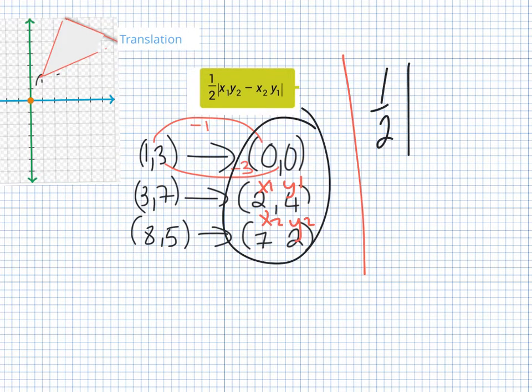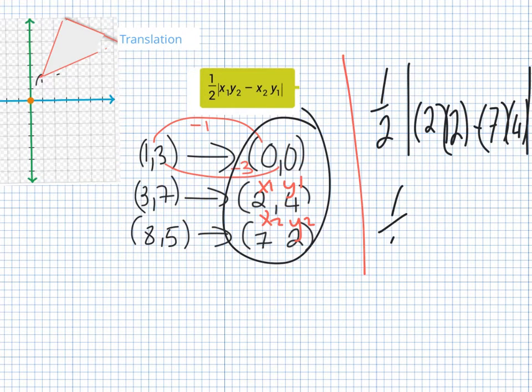So it is 1/2 times |2 times 2 minus 7 times 4|. Remember what this stands for. It stands for the modulus, which means whatever answer I get, it can never be negative, because obviously area and distance and certain things will never be negative.